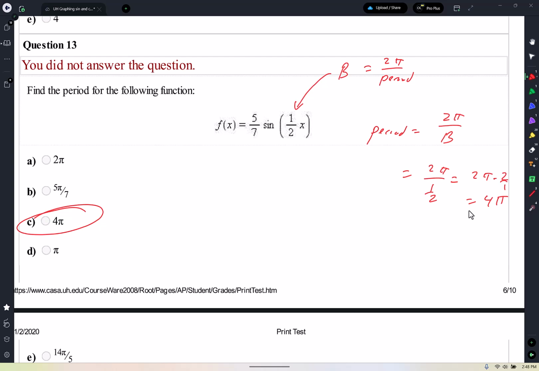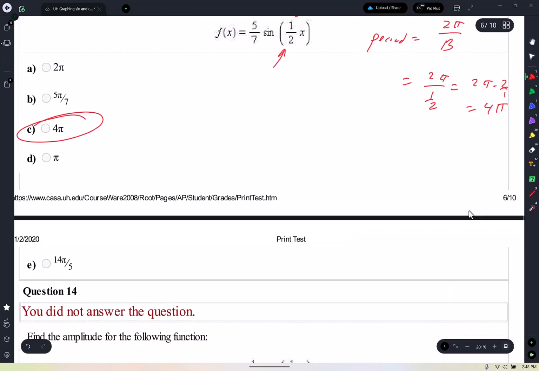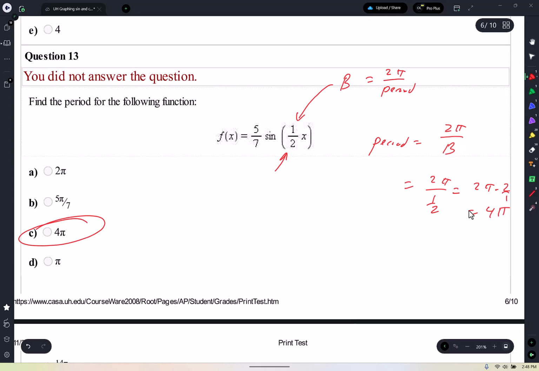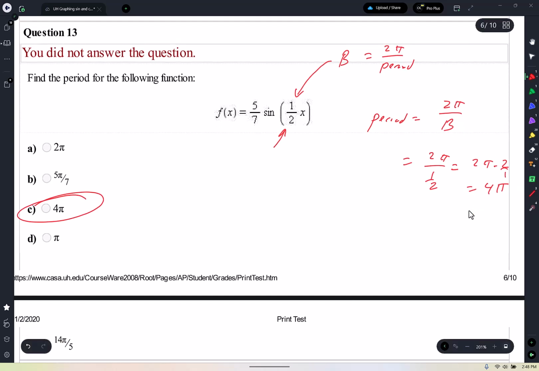We're okay, guys? Yeah, no, ask me. This also means horizontal stretch by a factor of 2. The parent function sine has a period of 2 pi, so multiply 2 pi by 2 as well. Yes, all these are in radians. So 2 pi divided by the b.